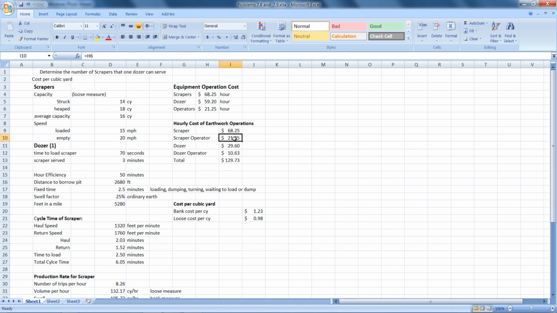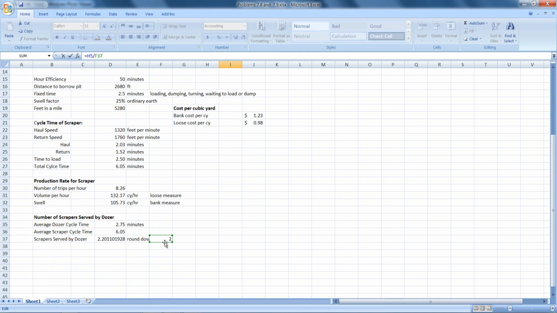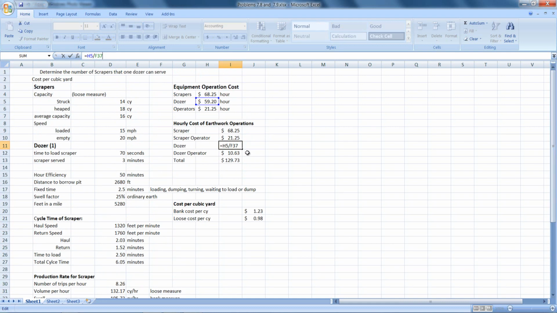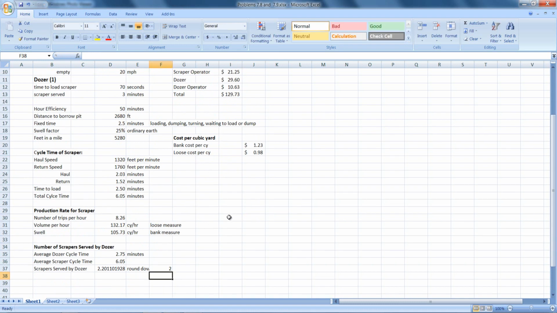So then the scraper operator, 21.25, either of these operators is 21.25, and then we figured that the dozer we're going to do times a half. So there's the dozer, and I'm just dividing it by 2 because one dozer will serve 2 scrapers, and we're just figuring the hourly cost here of one dozer. You can either multiply 0.5 or divide it by 2. And then the dozer operator did the same thing and then divided by 2.